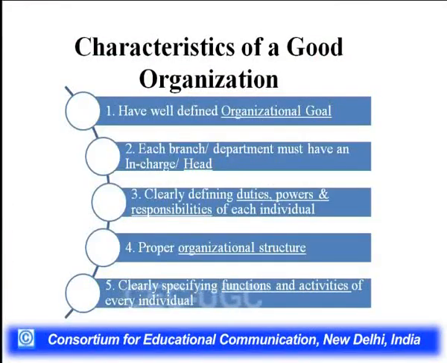And this is where we can refer to the essential characteristics that make an organization a strong or good organization. The first is that they must have a well-defined organizational goal. It means if the organizational goal is not well defined, like what exactly the objective of the organization is and how that objective is going to be achieved, until that time it is very difficult to assign the task. Until that time it is very difficult to coordinate among the different stakeholders, that is, the different divisions or departments in an organization. The second important characteristic of a good organization is that each branch or department must have an in-charge or division head.